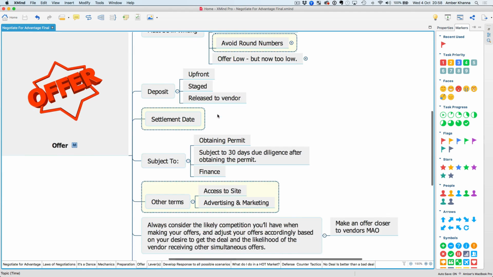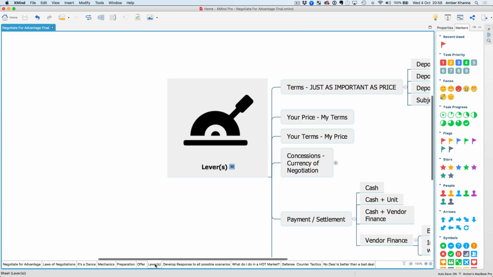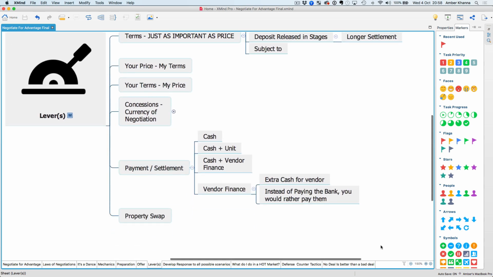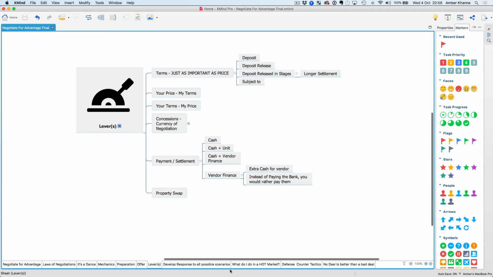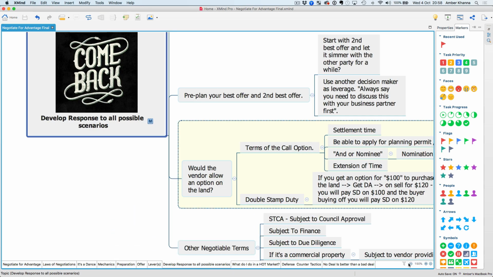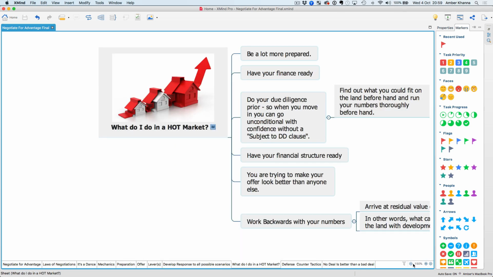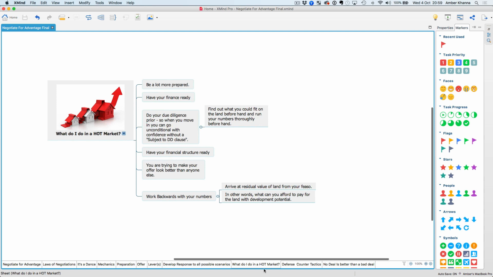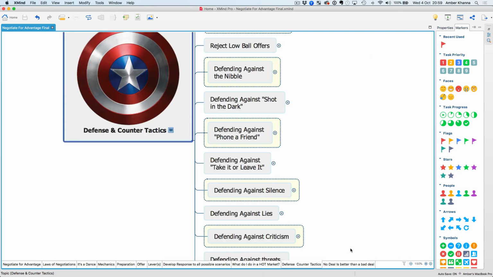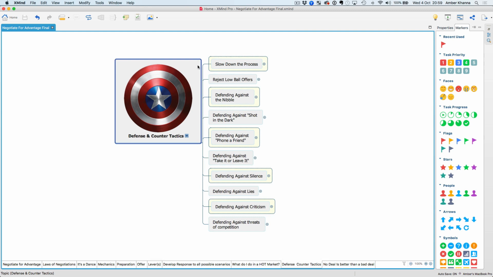Other terms, access to site: you want to start marketing even before the permit comes in, or before the settlement. We negotiated a deal once where we didn't even settle on it. The contract had a big fat Section 32, because it had a Section 32 for the settlement of the land, and then a Section 32 for the unit that we had developed, and we had sold it even before settling on the land, and you were allowed to do that.